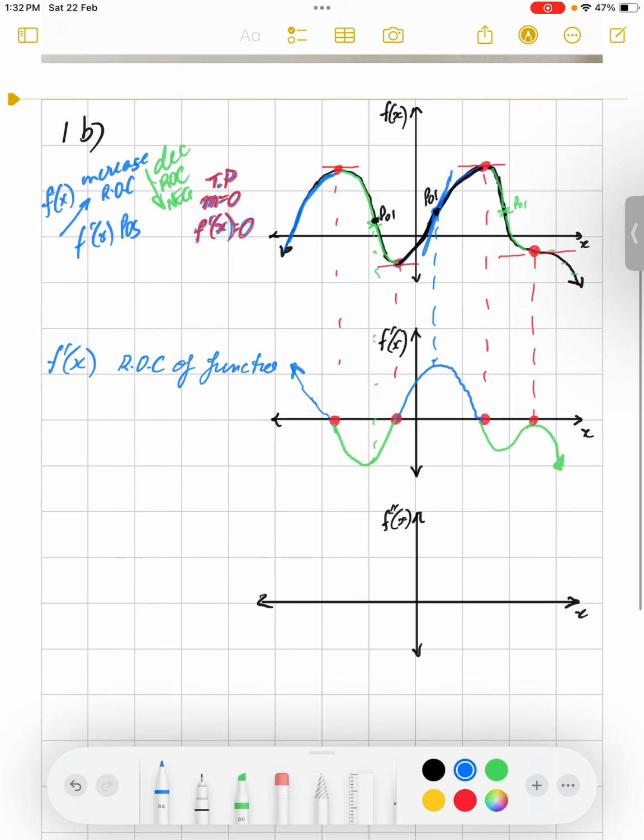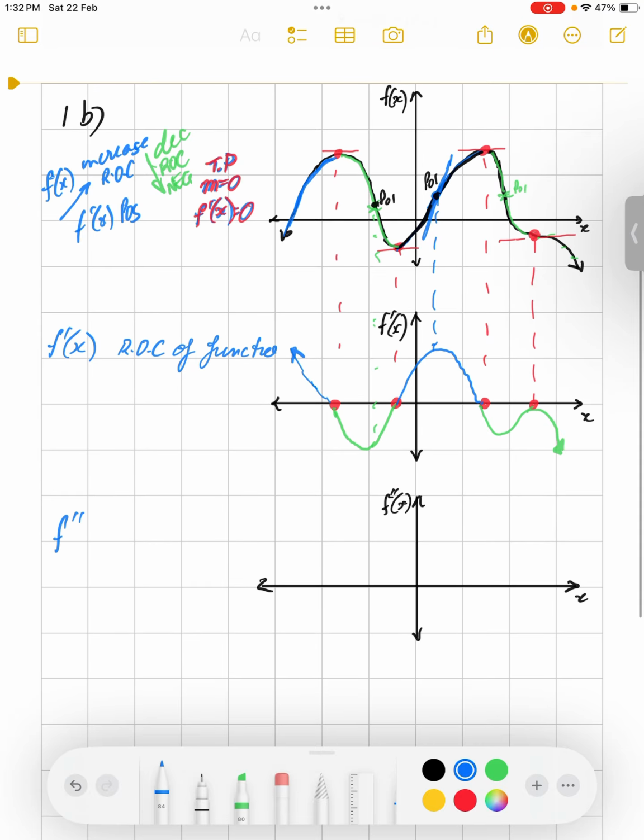Now let's have a look at the second derivative. The second derivative describes the behavior of the first derivative. So if the rate of change is negative, it's coming down, and it's still coming down to this point here. So at this point, we've got a place where the rate of change is 0, so we'll put a 0 here.